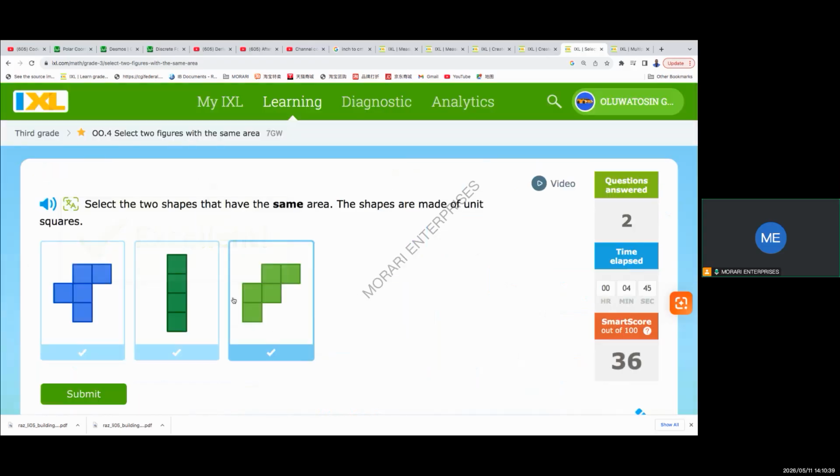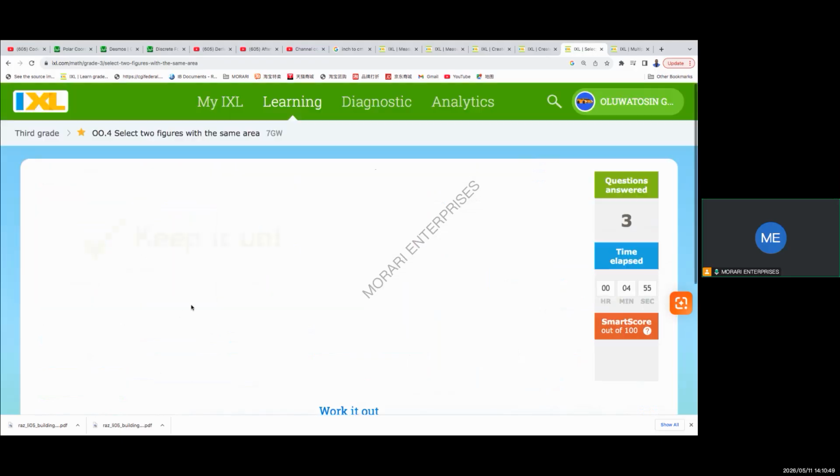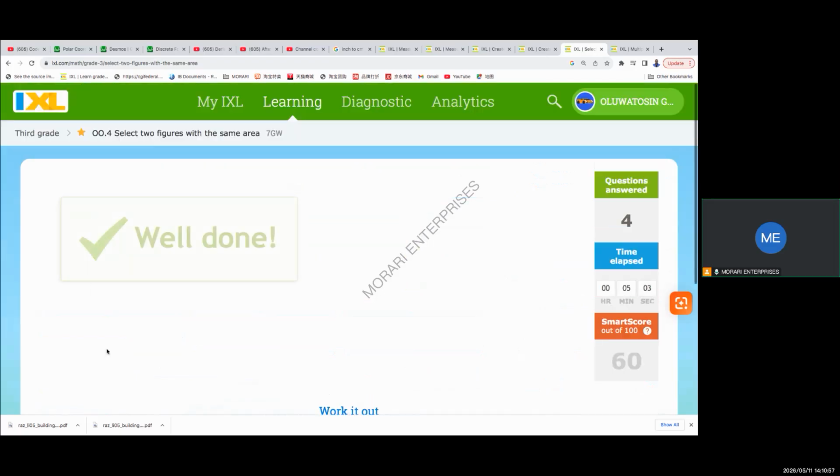And let's see. Whoa, this is 4, this is 5, this is also 5. So the 5 and the 5, different shapes, but the same area. This is 6, this is 4, this is 6. So this and this, the same area.